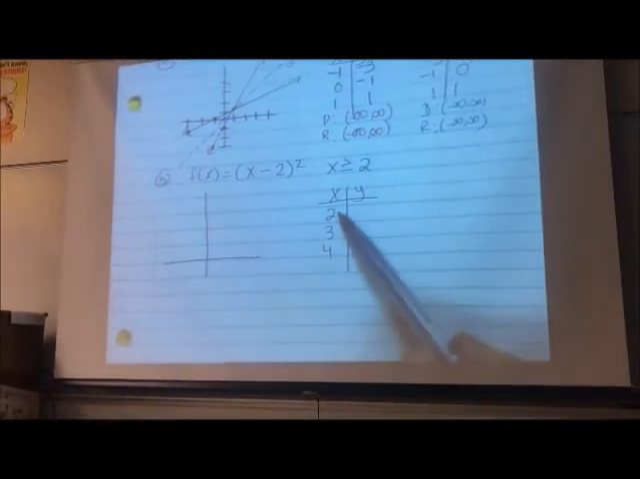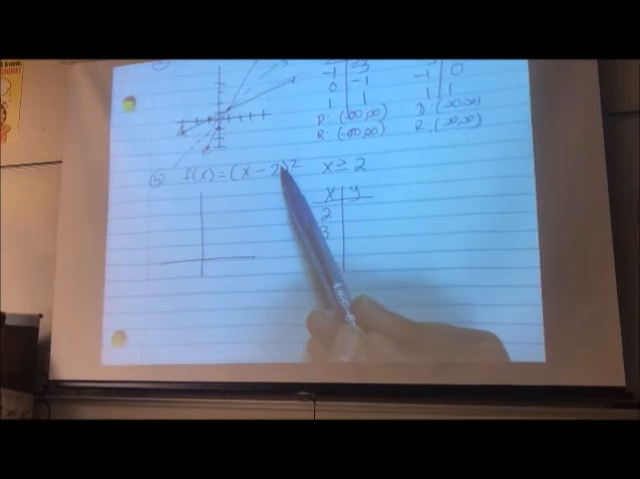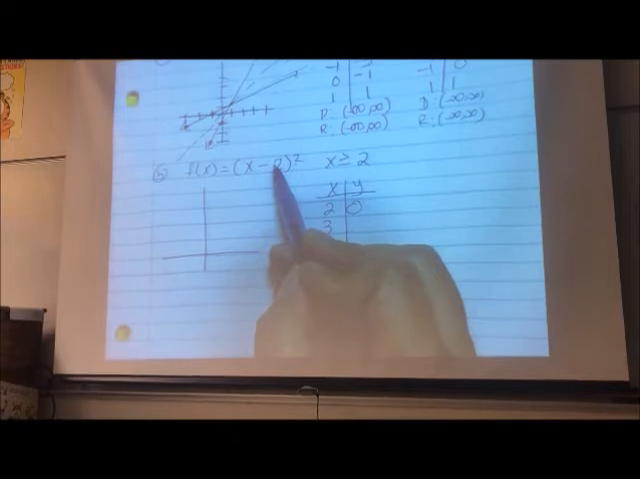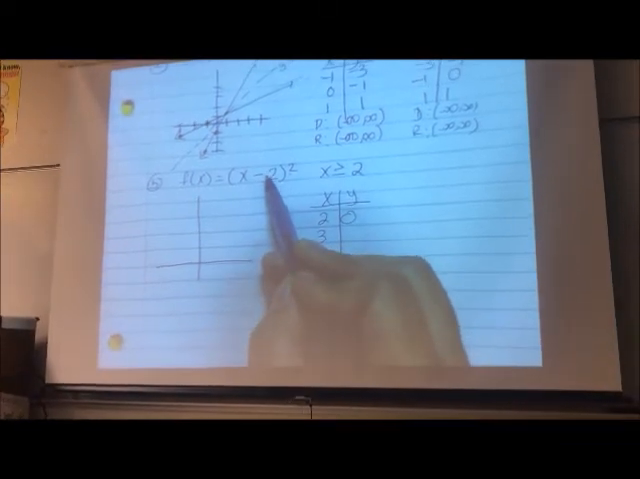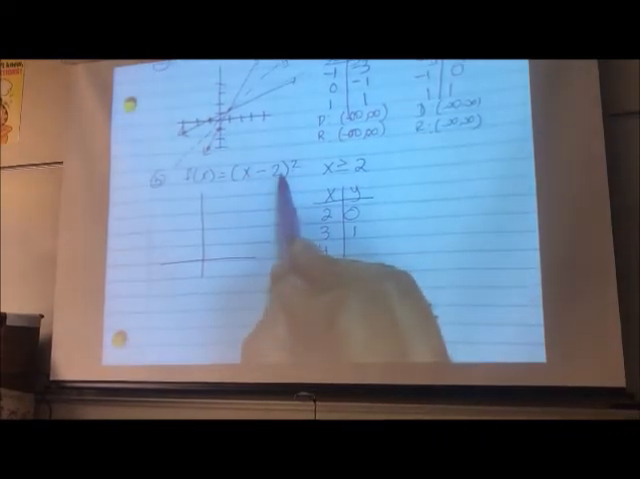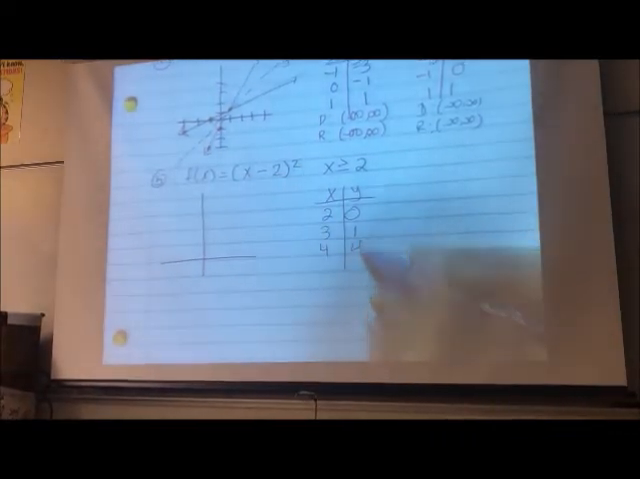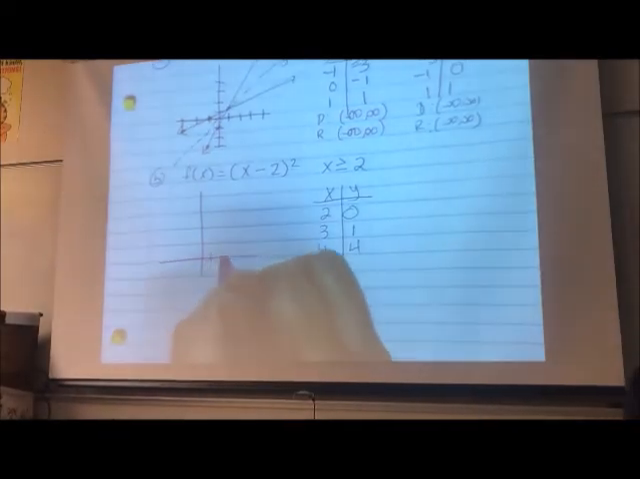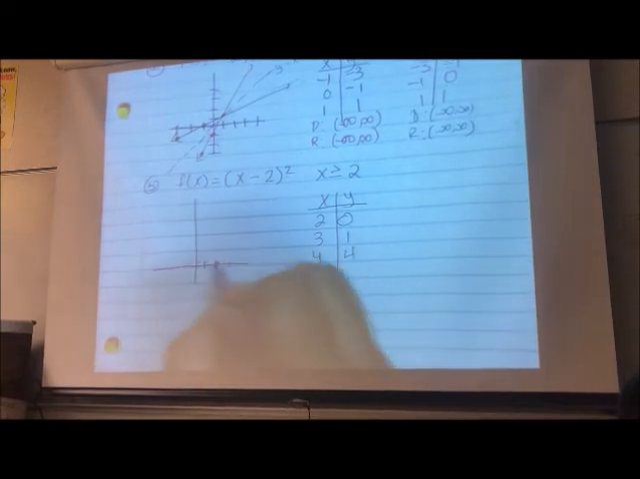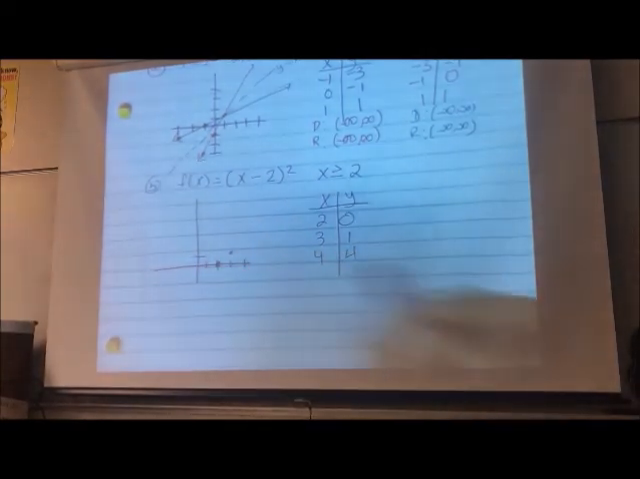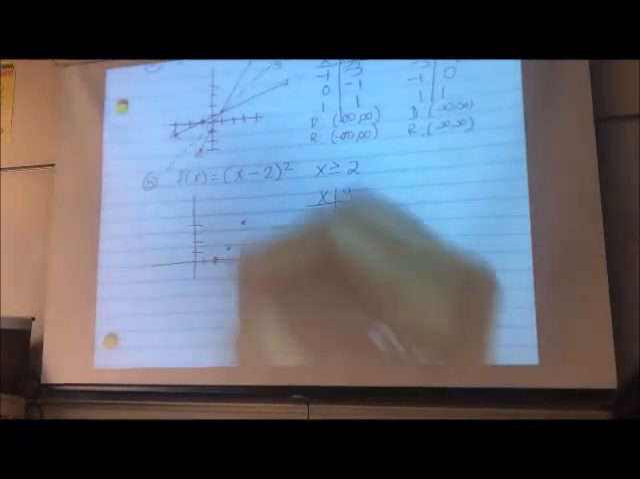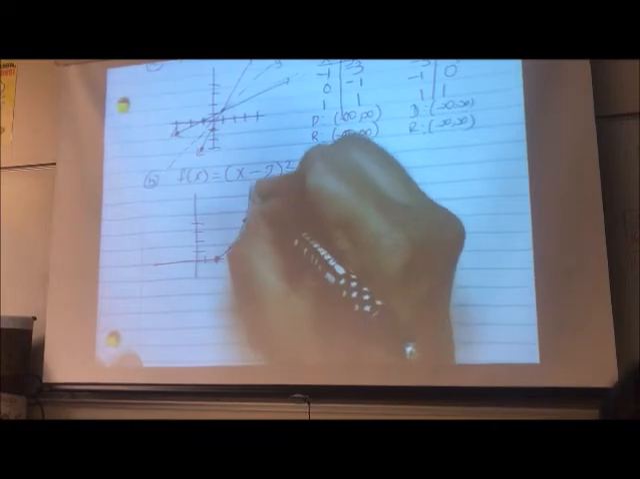So when I plug in a 2 here, what's 2 minus 2? 0 squared? Still 0. What's 3 minus 2? 1. 1 squared is 1. What's 4 minus 2? 2. 2 squared? 4. So I sketch this: 2, 0, 3, 1, and 4, 4. So this graph should be kind of curving up like this.